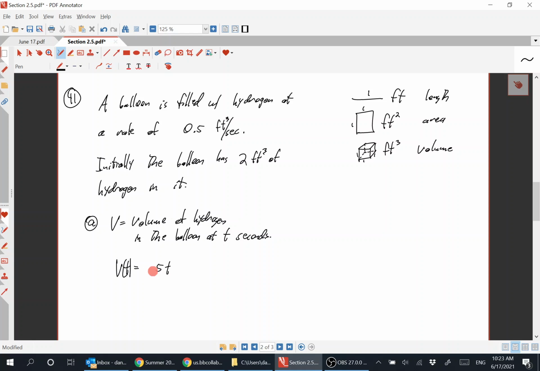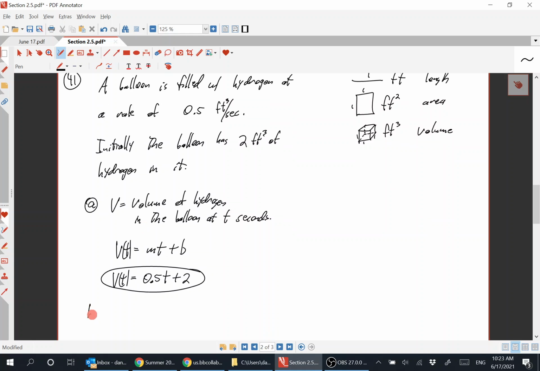That's the m. Well, let me write it out. mt plus b, where m is the rate of change, constant rate of change. B is the initial condition, the condition at t equal to 0. So here we just have 0.5t plus 2. And that's it. All right, because it's a linear function. B.